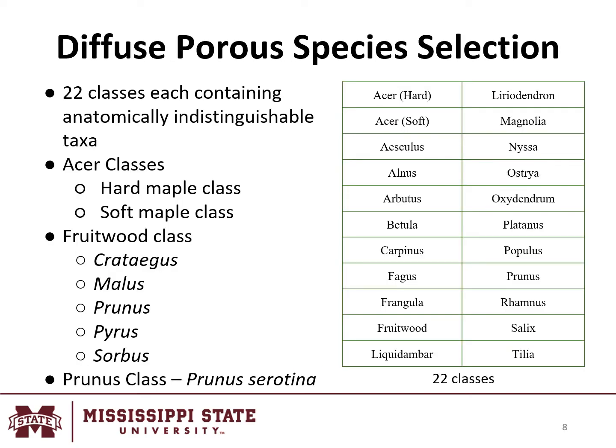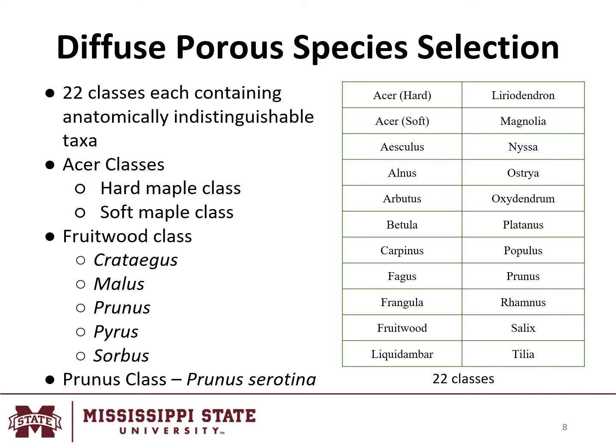As mentioned before, in this study we are focusing on diffuse porous species. We took important North American diffuse porous species and divided them into 22 classes, each containing anatomically indistinguishable taxa. The Acer genus was divided into a hard maple class and a soft maple class. This separation of hard maple and soft maple is very common for furniture makers and woodworkers, where hard maple is commonly used for flooring and soft maple is not.